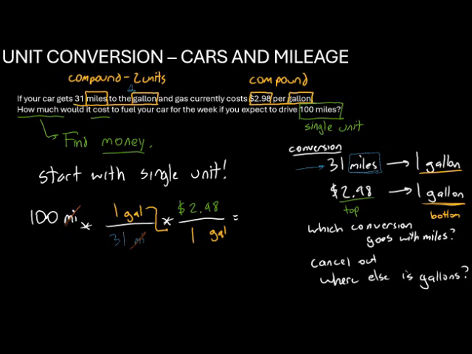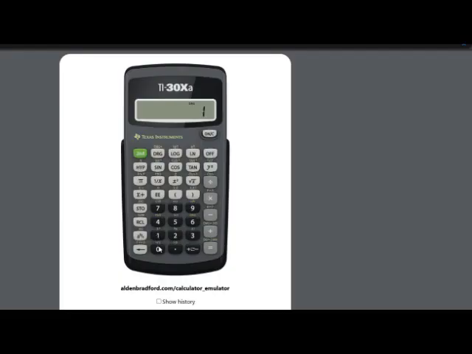Therefore, our operation will look like this. We'll start with 100. We could multiply by 1 if we wanted to, but since that won't change our answer, we'll skip that, and we'll divide by 31. Then we'll say times 2.98, which is our dollars, and we could divide by 1 here too, but that won't change our answer. In the calculator, we'll put 100 divided by 31 times $2.98. In the calculator, I've put 100. I'll say divide by 31, and then I multiply by 2.98.